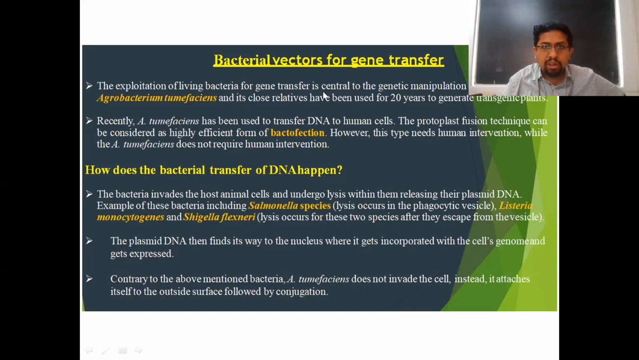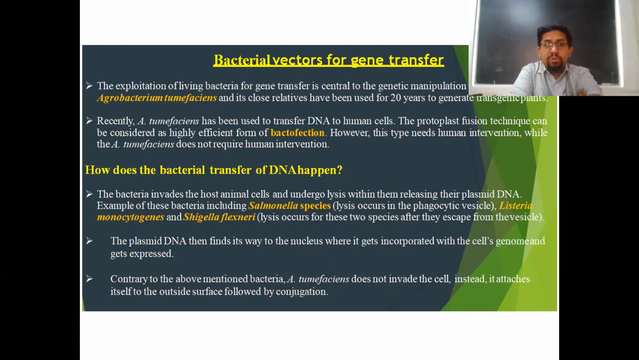This is described for plants. So bacteria invades the host animal cells, undergoes lysis, releasing their plasmid DNA. Examples of these are Salmonella species, Listeria monocytogenes and Shigella flexneri. So lysis of these two species after they escape the vesicle. The plasmid DNA then finds its way into the nucleus and gets incorporated into the genomic DNA. You can mention Salmonella species, Listeria monocytogenes and Shigella flexneri.